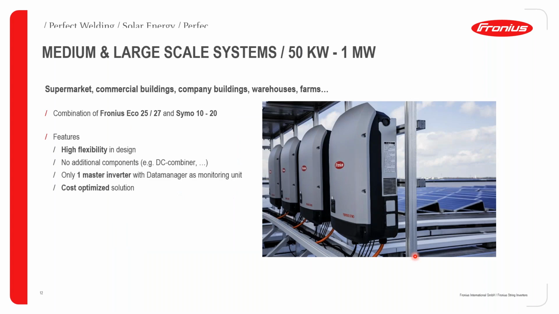So where would the Snap inverters be used? They would really be used in systems that are between 50 kilowatts and 1 megawatt in size. For example, these would typically be supermarkets, commercial buildings, company buildings, warehouses, farms, etc. You can also combine an Eco and a Simo together. That's also possible. And the features with our Eco and the Simo is that we have a high flexibility in design. You don't need any additional components.